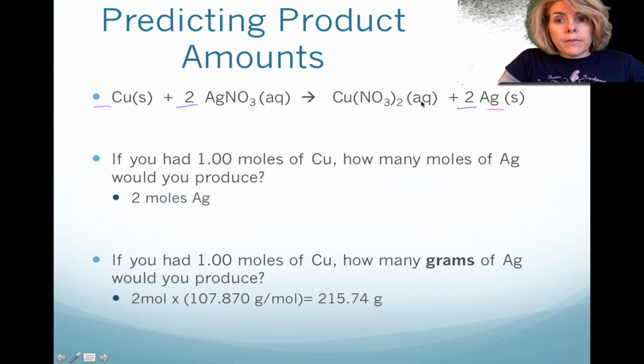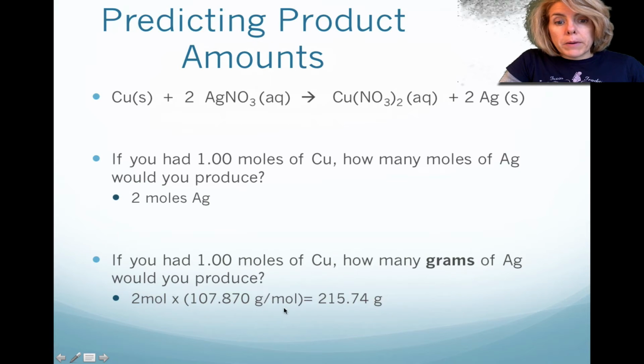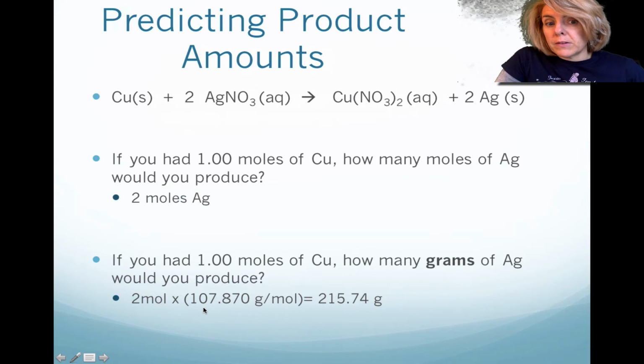Now notice that there is a 2 in front of the silver, okay? We're going to multiply it by the molar mass of silver, and when we do that, that gives us the mass of silver. So here we took the moles of silver metal and we just multiply it by the molar mass of silver atoms, and we got 215.74 grams.